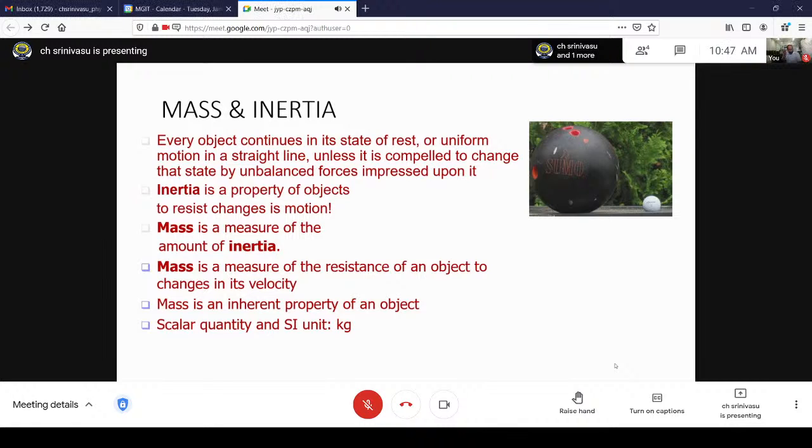Mass is an inherent property of an object. It is a scalar quantity and its SI unit is kg. This is the concept regarding mass and inertia.